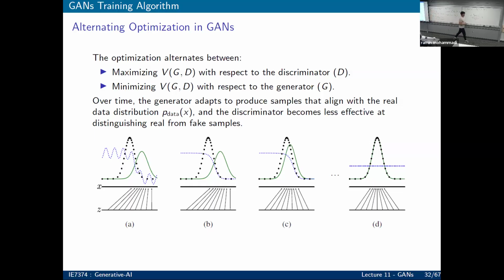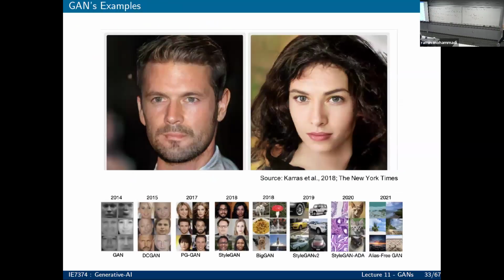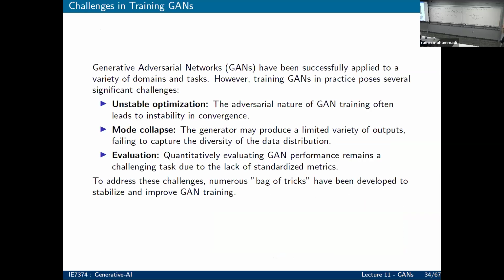These are examples that GANs have generated. As you can see at the bottom, the quality of generation for GANs, from 2014 up to 2021 here, has increased by a lot, right? They have become really good and have been successfully applied, but GANs have some significant challenges.